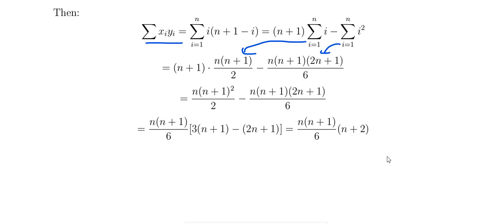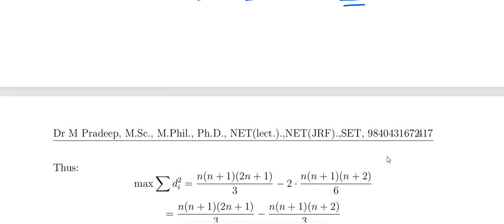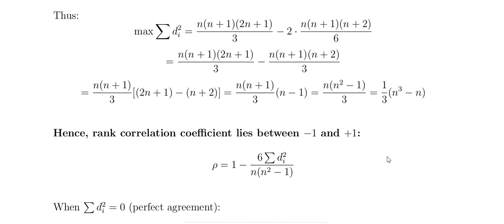So that is n plus 1 by 2 and n into n plus 1 by 6 வெளியே எடுத்தீங்கன்னா இங்கே 3 மல்டிப்ளை ஆகும் இல்லையா. LCM 3 எடுக்கும் பட்சத்தில் 3 into n plus 1 minus of 2n plus 1. So then we get it the n plus 2. So n into n plus 1 divided by 2 ன்னு வருது. Therefore maximum of summation dA square, this is equivalent to, this is the output, 2 into something divided by 3. So இதை சிம்பிளி பண்ணிங்கன்னா we get the 1 by 3 n cube minus n.